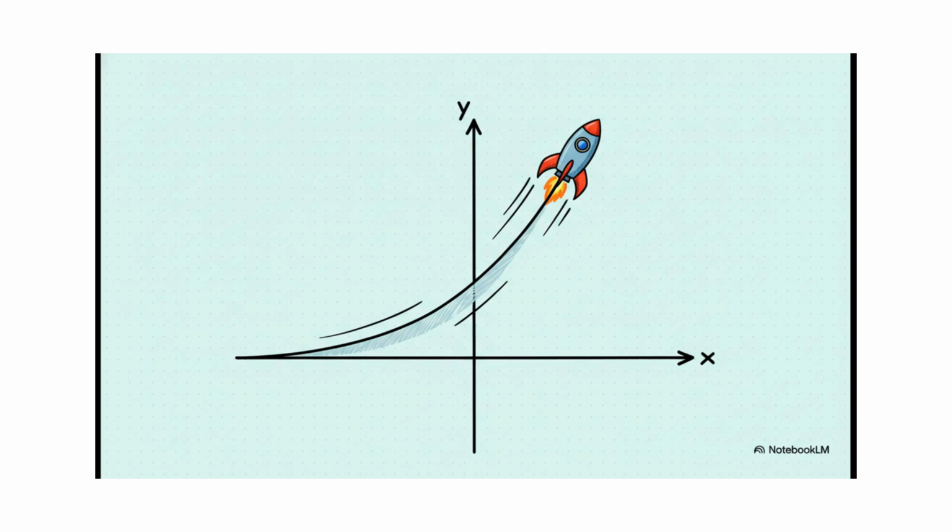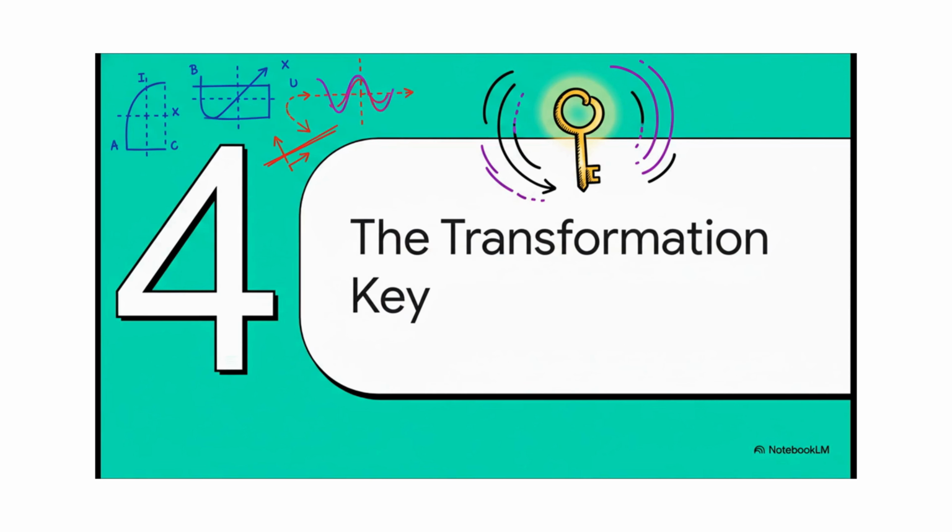And our final blueprint, the exponential. I like to call this one the swoosh. It's that shape that starts out kind of flat and then just takes off for the sky, getting steeper and steeper super fast. This is the shape of everything from money growing in a bank to populations exploding. Okay, so we have our three blueprints: the line, the U, and the swoosh.